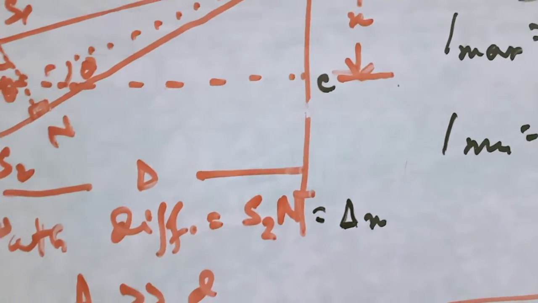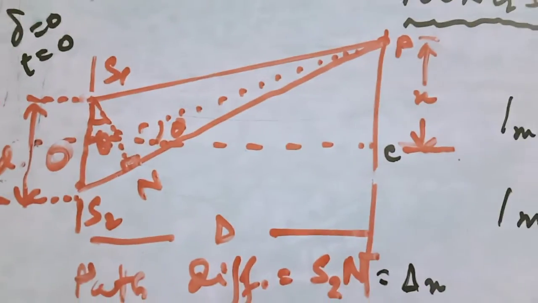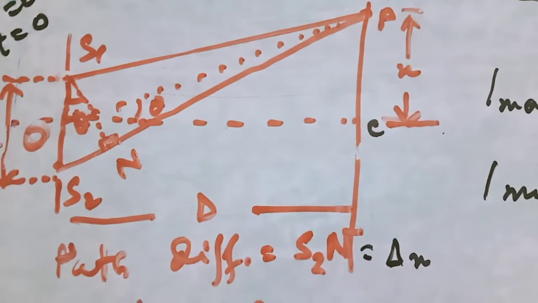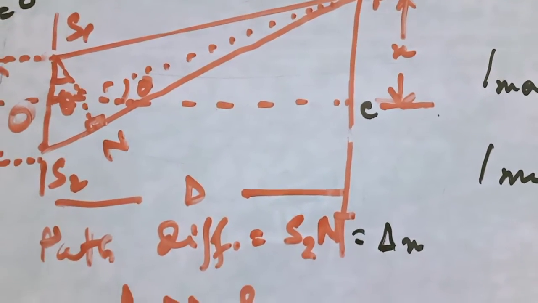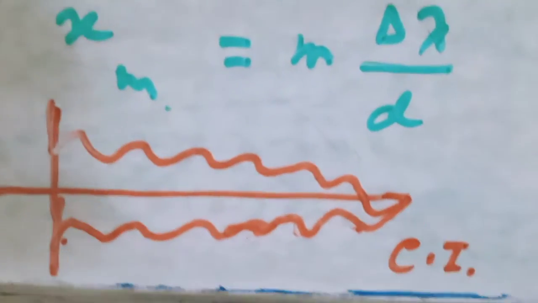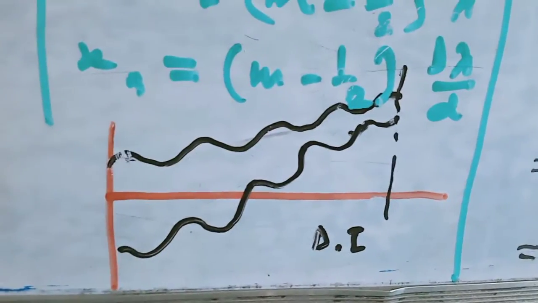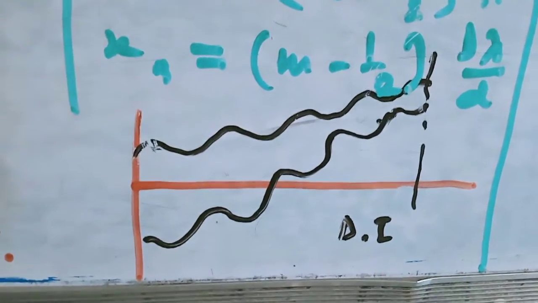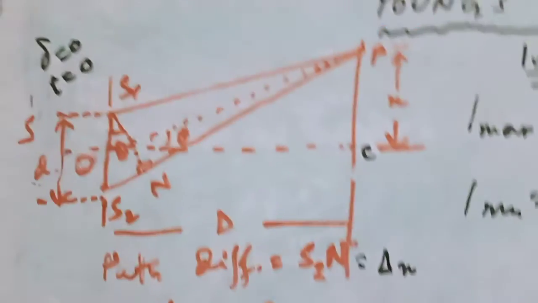Now we know that the secondary wavelets are formed from S1 and S2 and they merge at point P. We are not considering whether they are in the same phase to form constructive interference or in different phase to form destructive interference. We are omitting this point now.